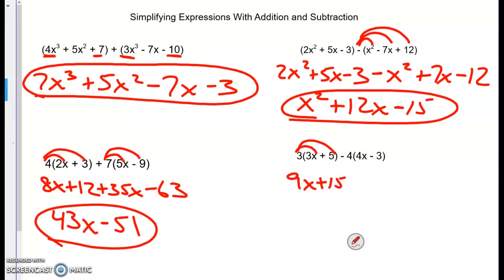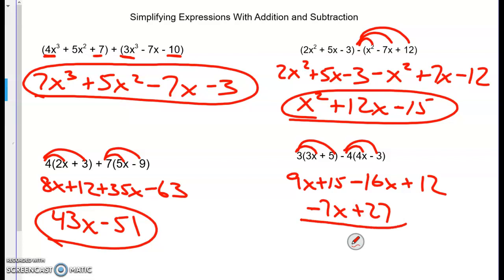When you have 3 here, we're going to distribute in 9x plus 15. The negative with the 4, it stays with the 4. So that negative stays with the 4. Minus 16x plus 12. Negative 4 times 4x is negative 16x. Negative 4 times a negative 3 is a positive 12. And combine like terms. 9 minus 16 is negative 7. 15 and 12 is plus 27.